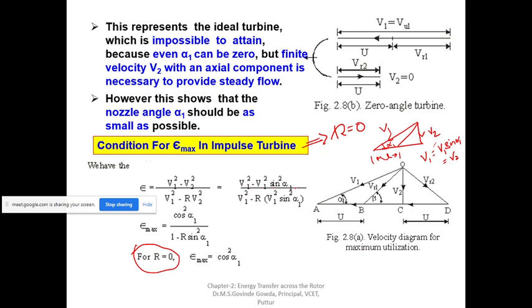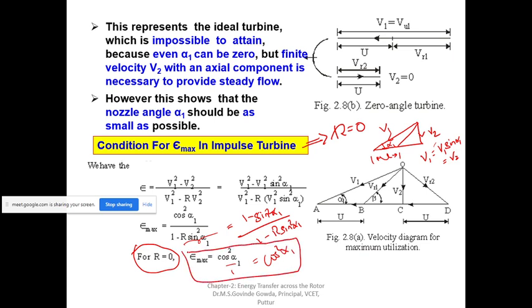So V1 square minus R V1 square sine square alpha 1. Taking V1 square common, that remains 1 minus sine square alpha 1 by 1 minus R sine square alpha 1. Now 1 minus sine square alpha 1 is nothing but cos square alpha 1. If R equal to 0, the denominator's R term becomes 0, and the only remaining thing is cos square alpha 1 by 1. So E max is equal to cos square alpha 1 in case of impulse turbine. The maximum utilization factor for impulse turbine will be cos square alpha 1.